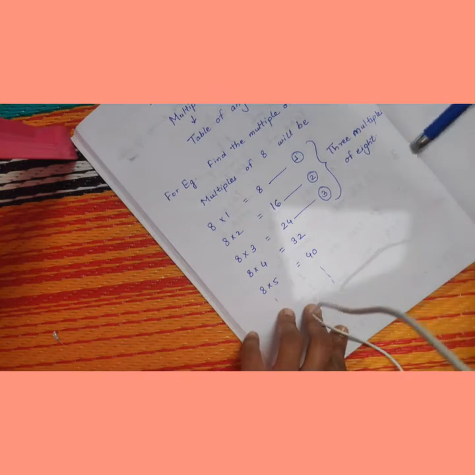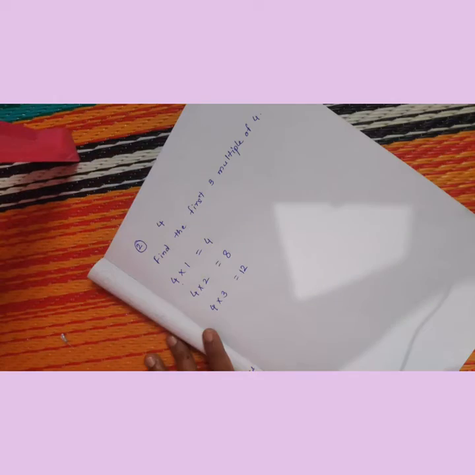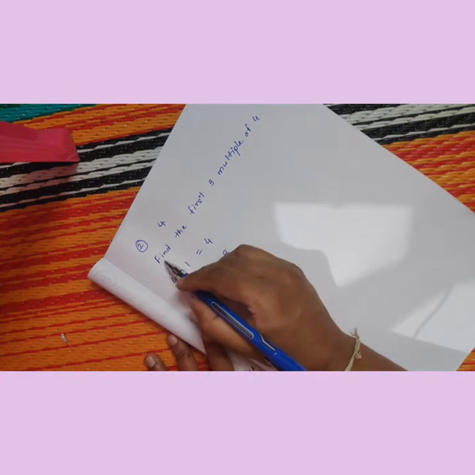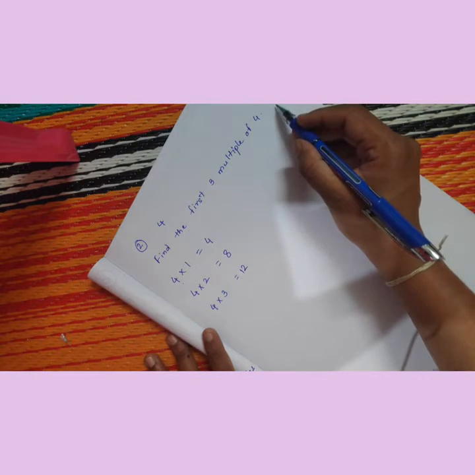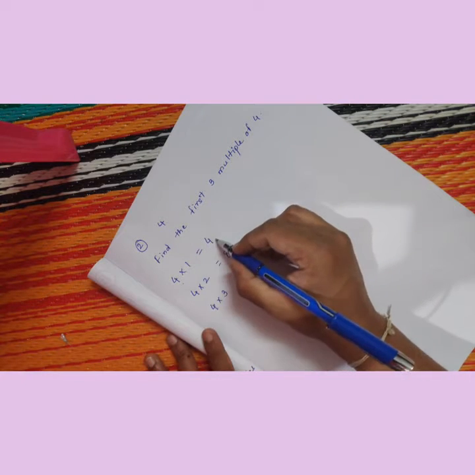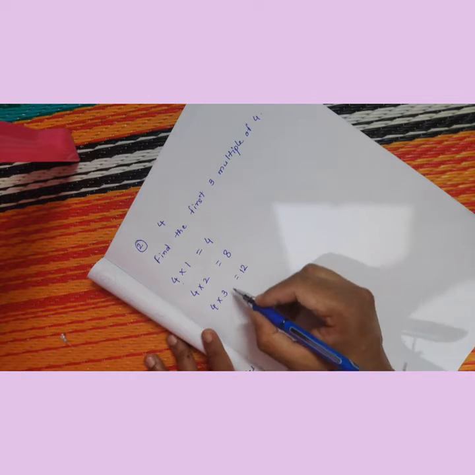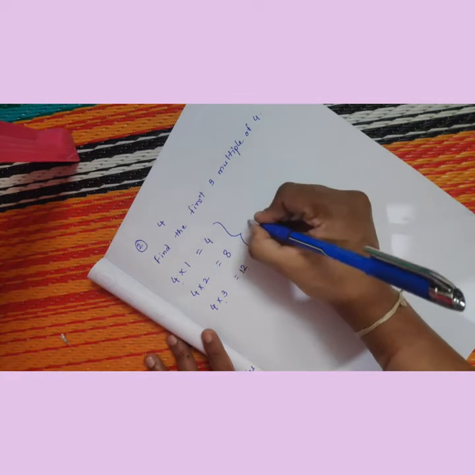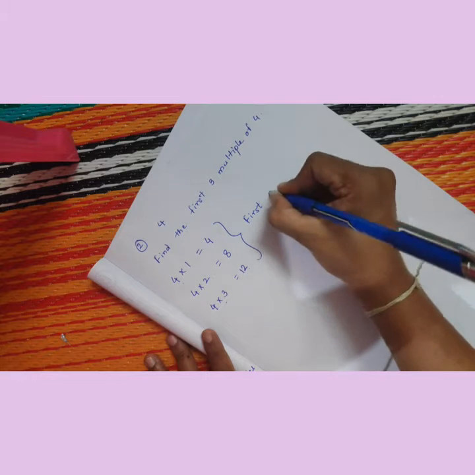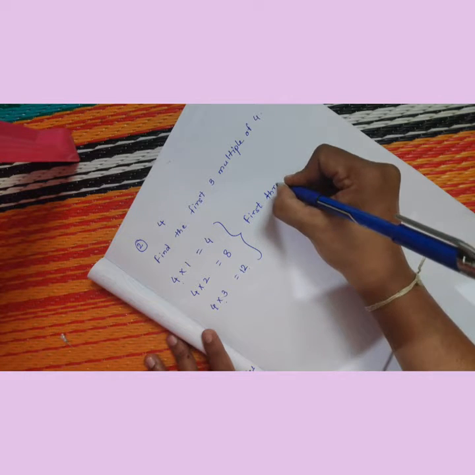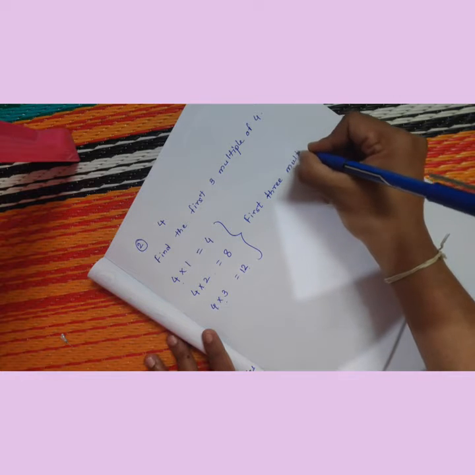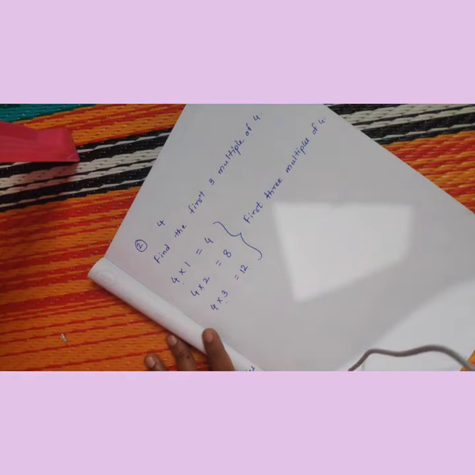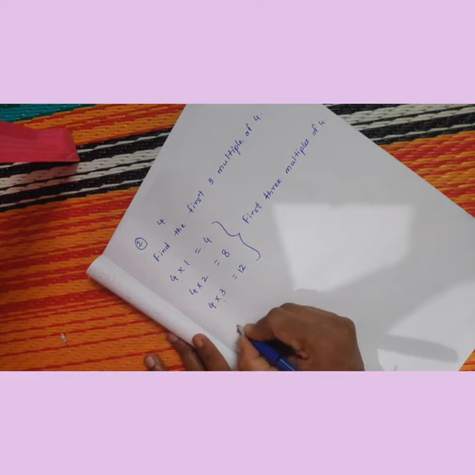We will take another example of 4. We have to find the first three multiples of 4. 4 multiplied by 1 is 4, 4 multiplied by 2 is 8, 4 multiplied by 3 is 12. So these are the first three multiples of 4.